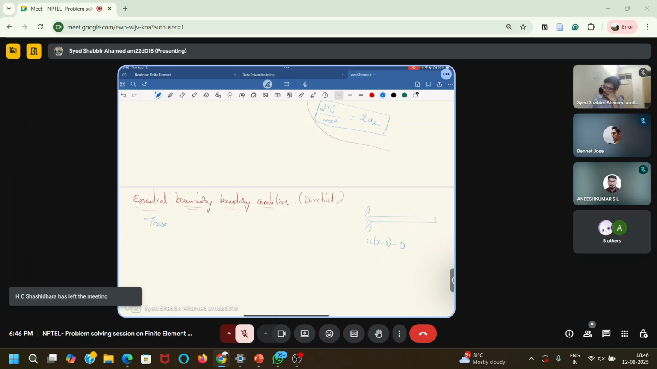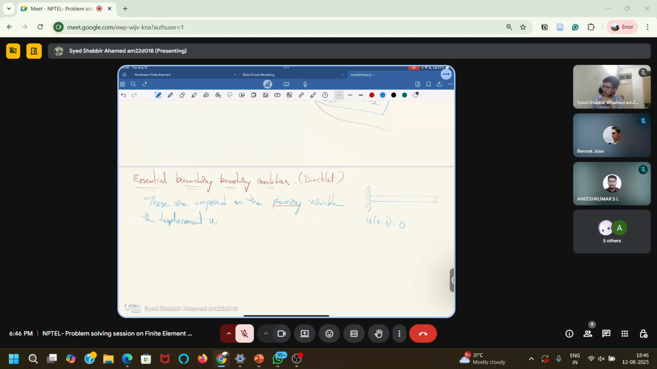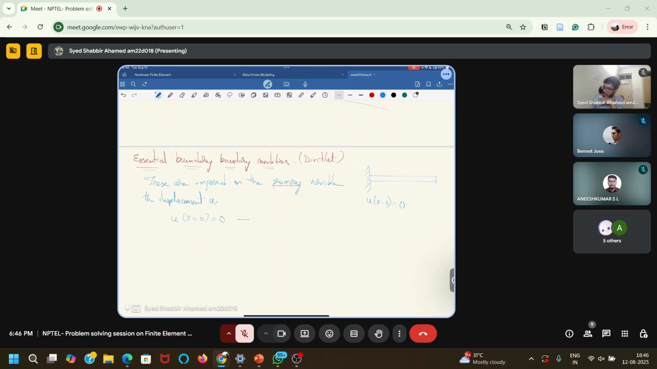Okay. So this has to be satisfied in any form. These are imposed on the primary variable. The primary variable is nothing but the deformation or displacement u here. For example, u of x equals 0 is the essential boundary condition.